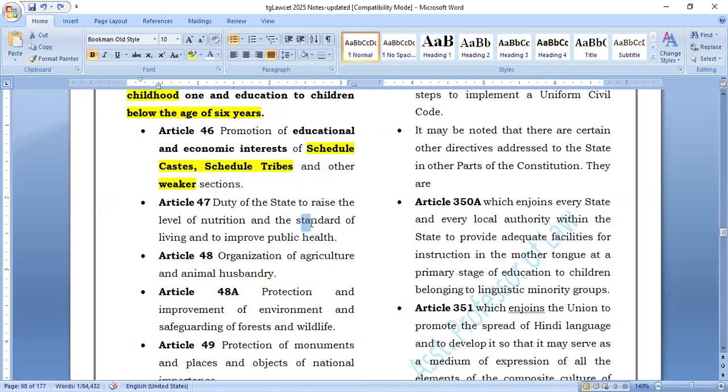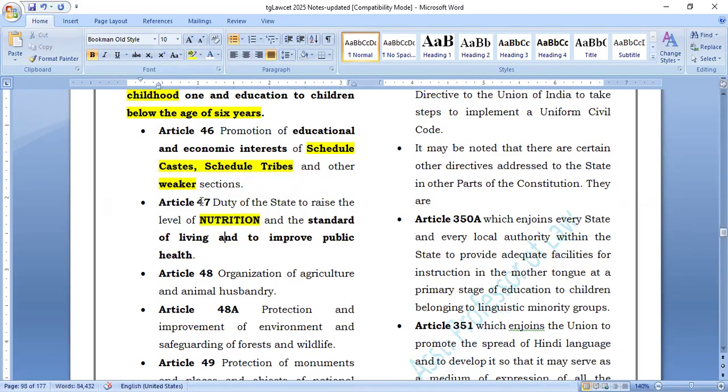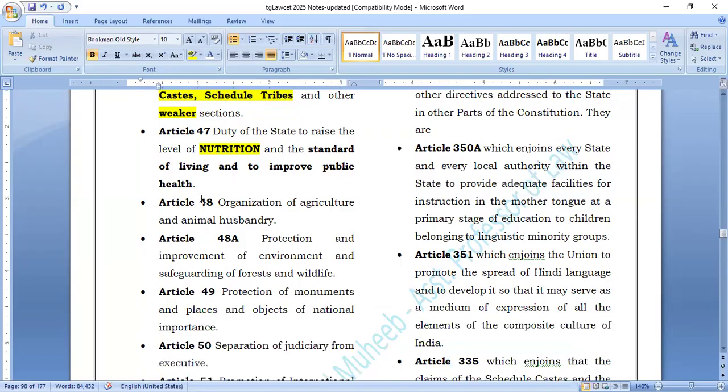Article 47: duty of the state to raise the level of nutrition and the standard of living and to improve public health. Remember this word, nutrition. Article 47 talks about raising the level of nutrition. What is Article 48?